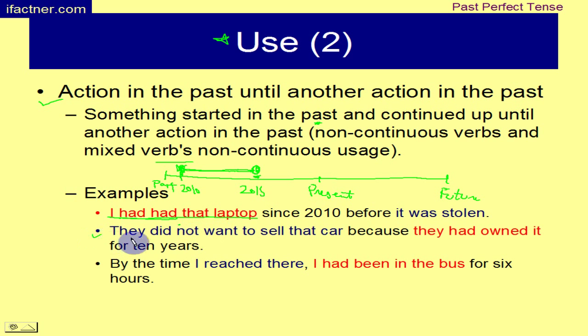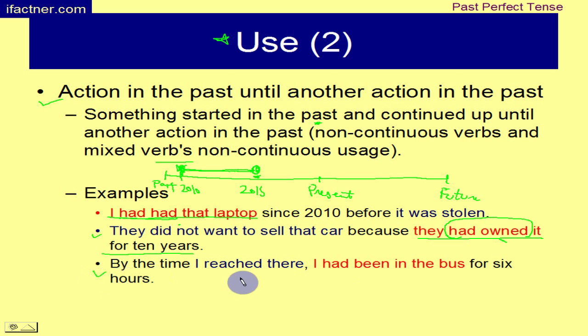Another example is, they did not want to sell that car because they had owned it for 10 years. In this scenario, we also use past perfect tense. We cannot say they were owning it for 10 years and use past continuous tense. Therefore, here we use past perfect tense.